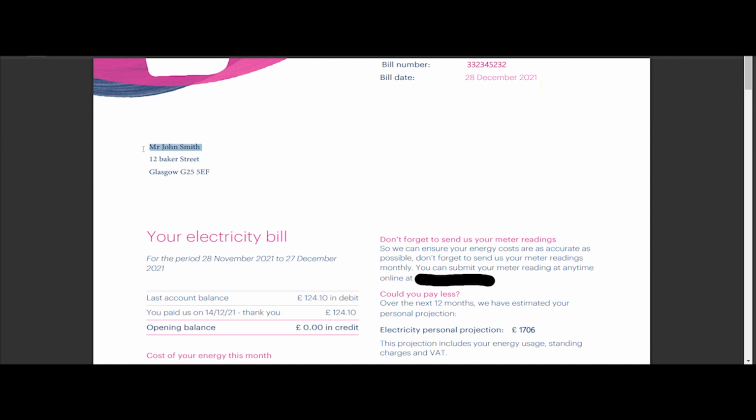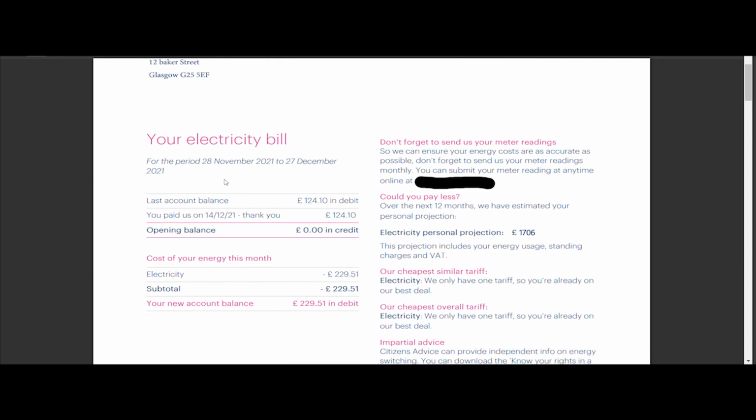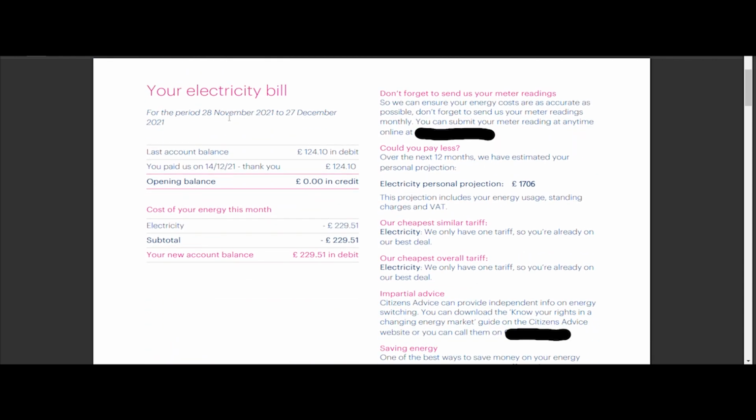Then we have the customer's details, like your name on the top and your address. This address right here is not necessarily the supply address. This is just the address where they have delivered this bill. So this is just a billing address.